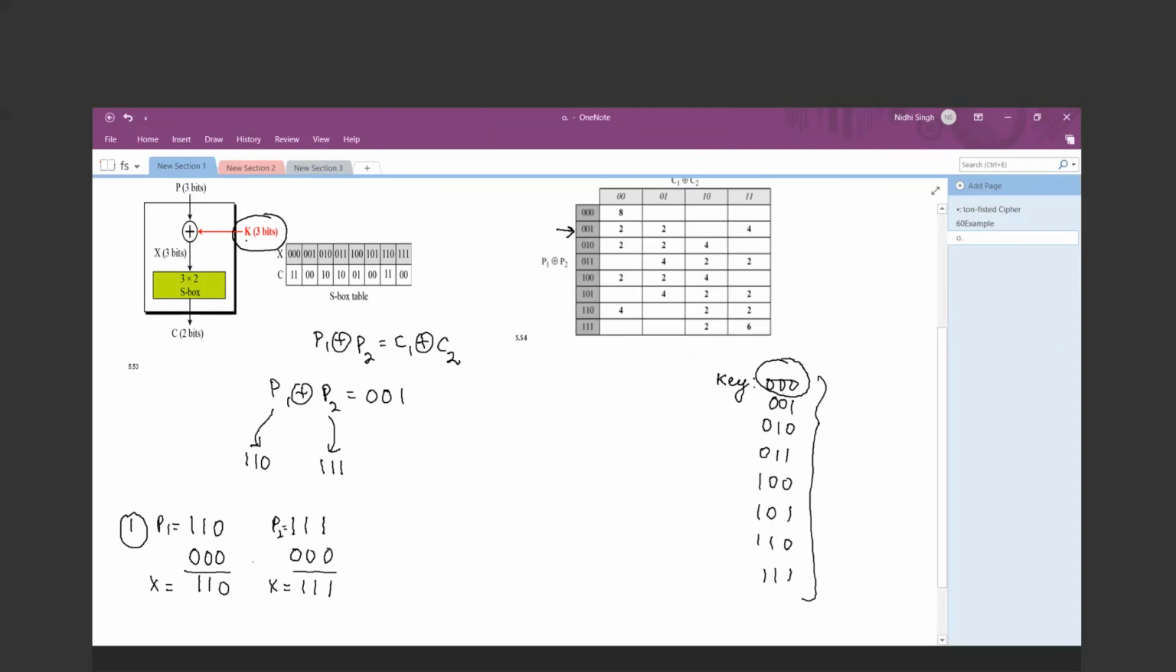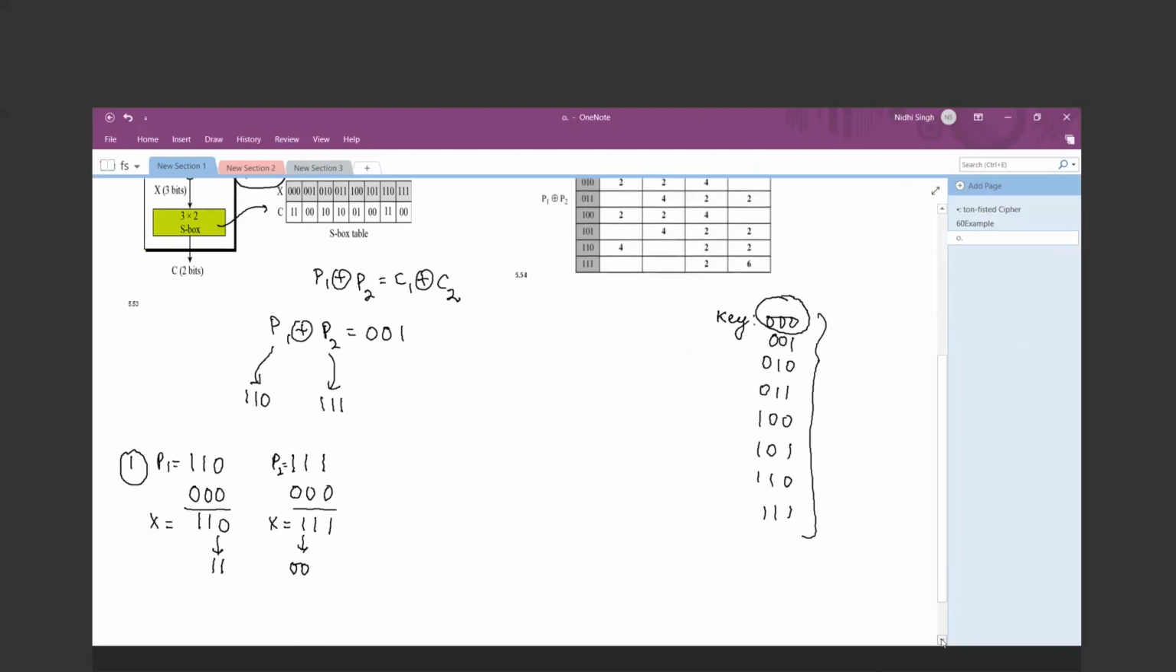Then what I am doing with X: we have to apply the values of X, which are 3 bits, 110 and 111, over the S box. And what is my S box table? That is over there. So what are the corresponding ciphertext values? Look here, the corresponding value of 110 is 11. So it will give you 11 as the ciphertext C1, and for 111 it is 00. So it will give you 00 as the S box output.